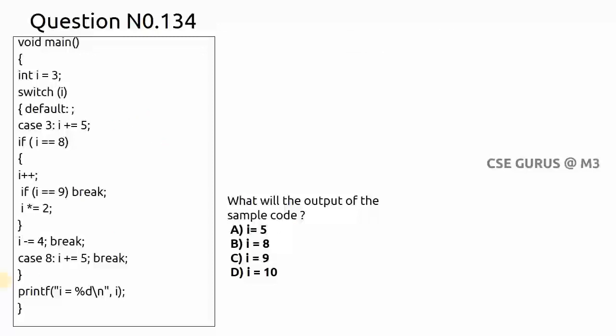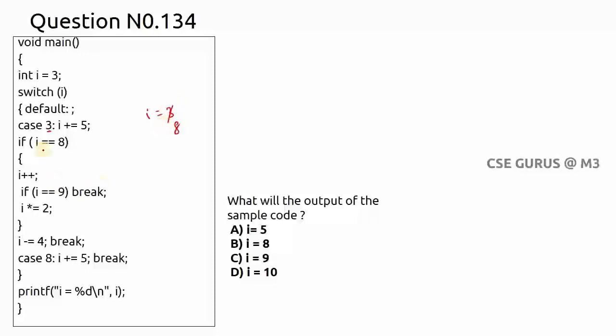Now what about this one? Again the same thing, but I have given I value as 3. Now switch of 3. That means it has to check whether case 3 is there. Yes, case 3 is there. Directly it goes to case 3 and I plus equals 5. What is the I value now? 3 will become now 8. That is 3 plus 5 equals 8.